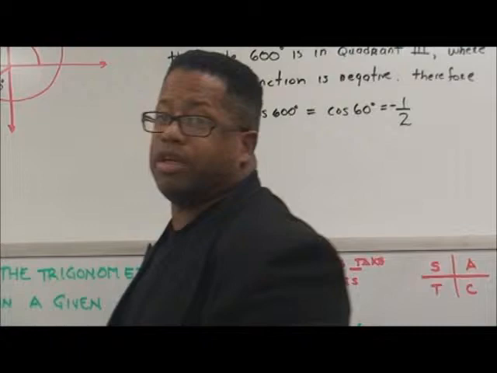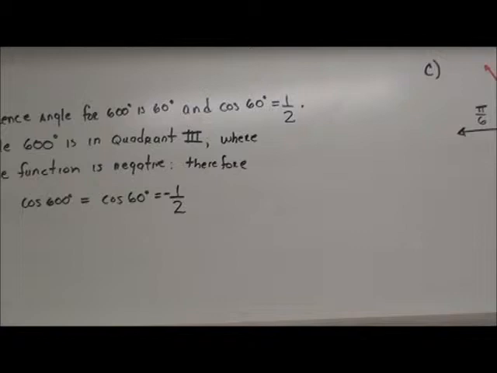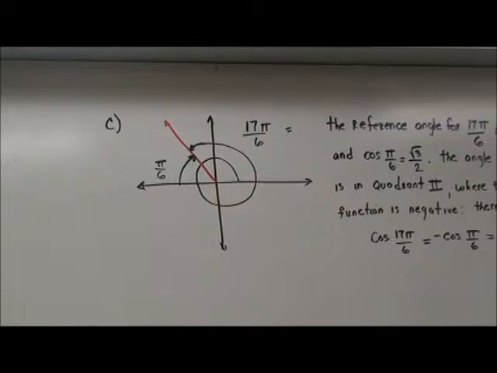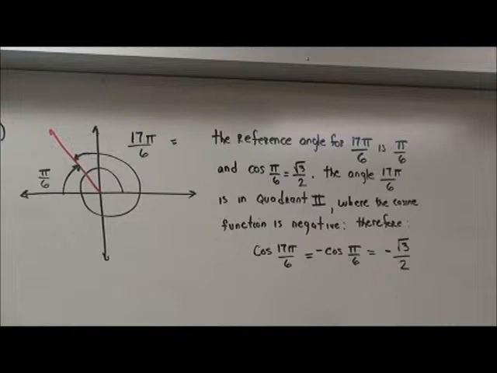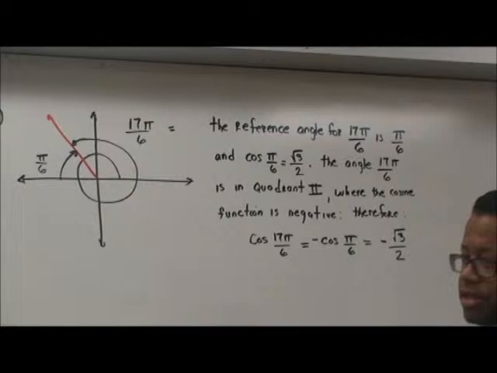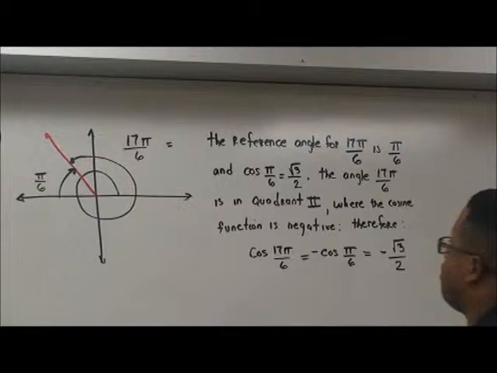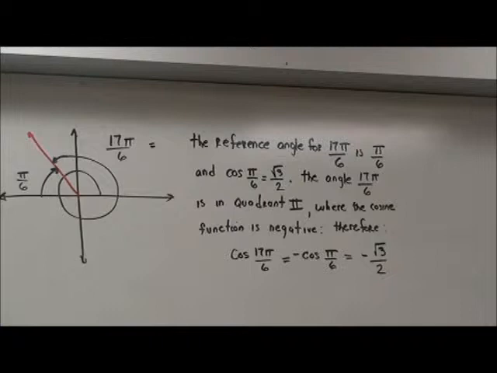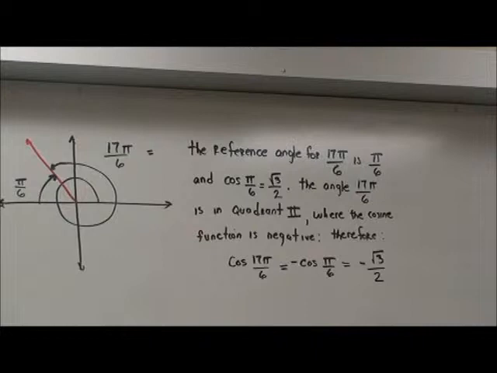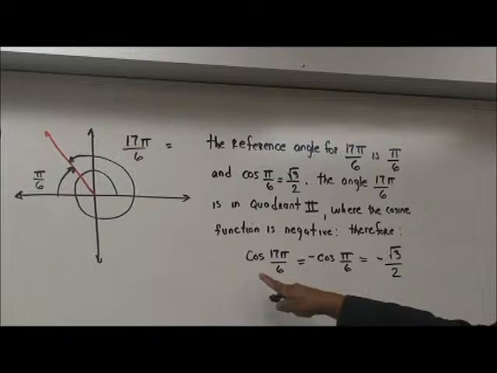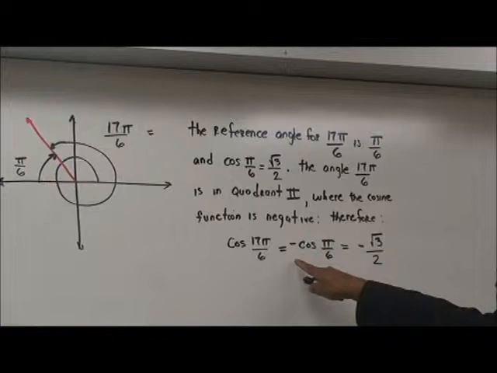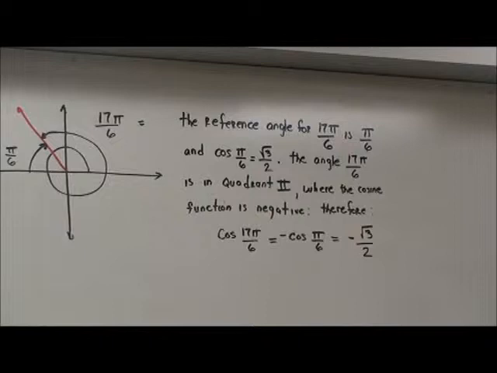Let's do another problem. As we look at the reference here, the angle is 17 pi over 6, right? And its reference angle, of course, is going to be pi over 6. So the reference angle for 17 pi over 6 is pi over 6. And cosine pi over 6, when you evaluate the triangle, we have that the square root of 3 over 2 is its exact value. Now, the angle 17 pi over 6 is in the second quadrant, where the cosine function, again, is negative. So, therefore, cosine 17 pi over 6 is equal to negative cosine pi over 6, which is equal to negative square root of 3 over 2.